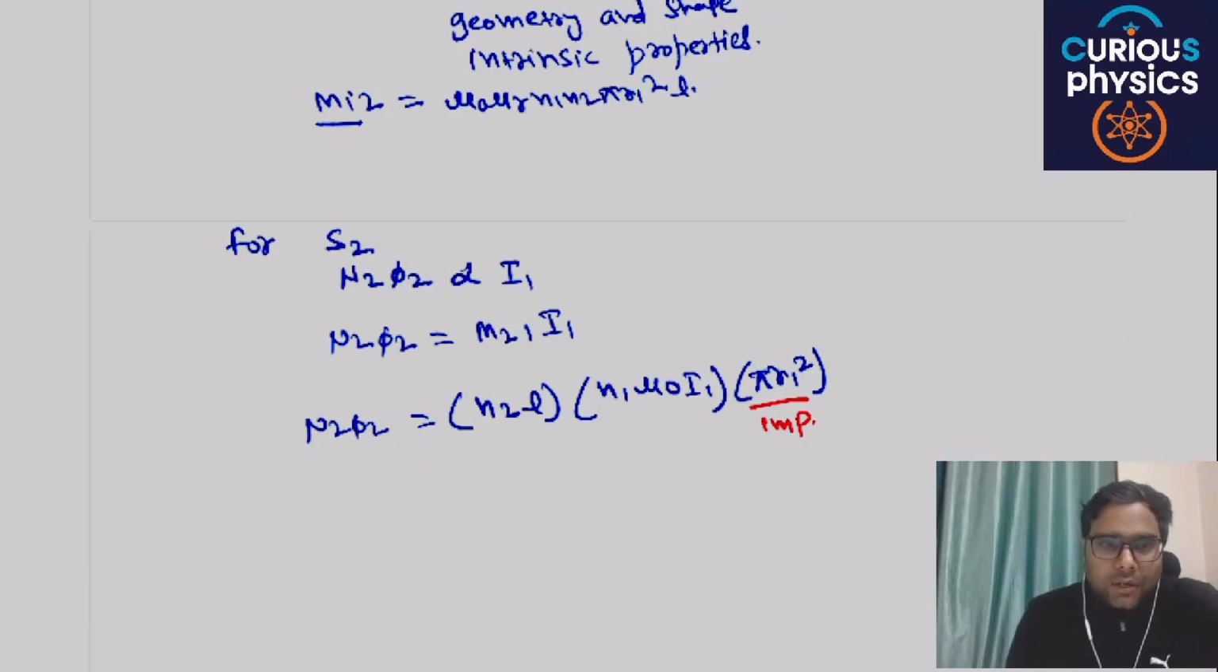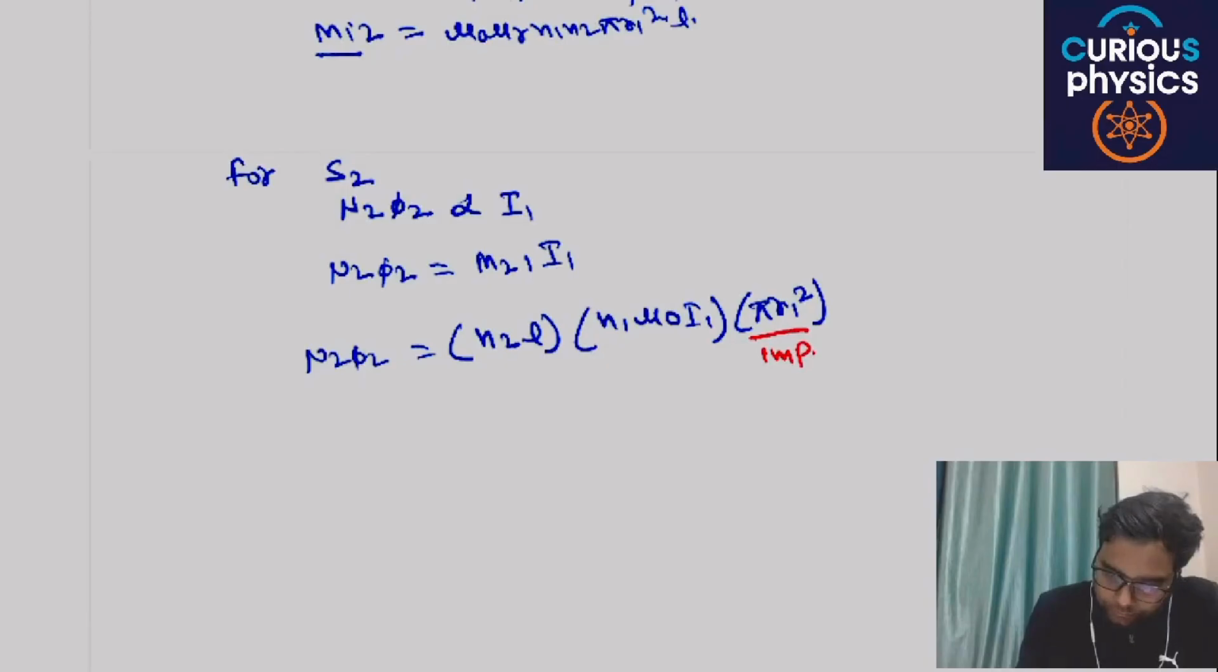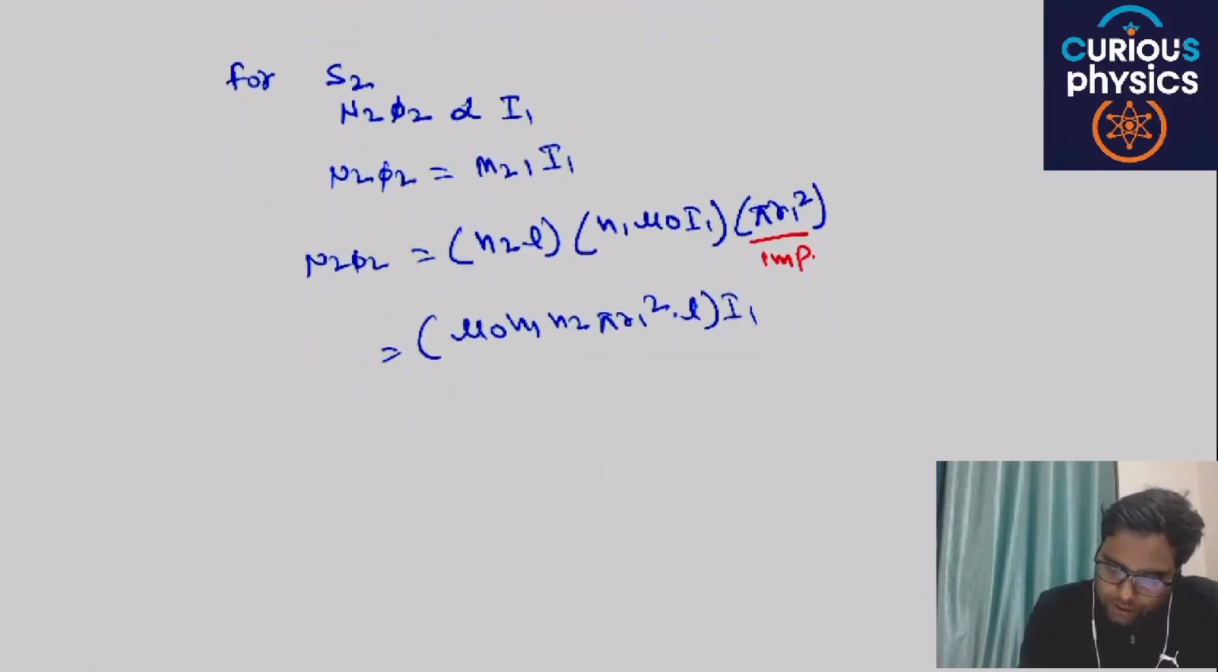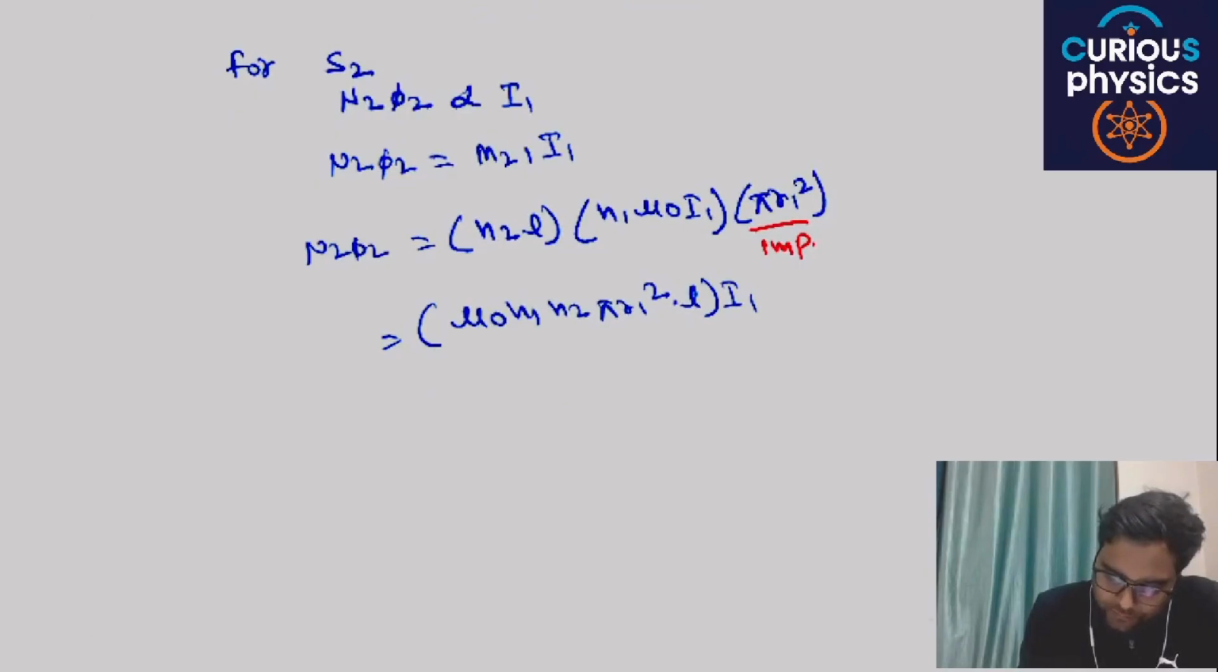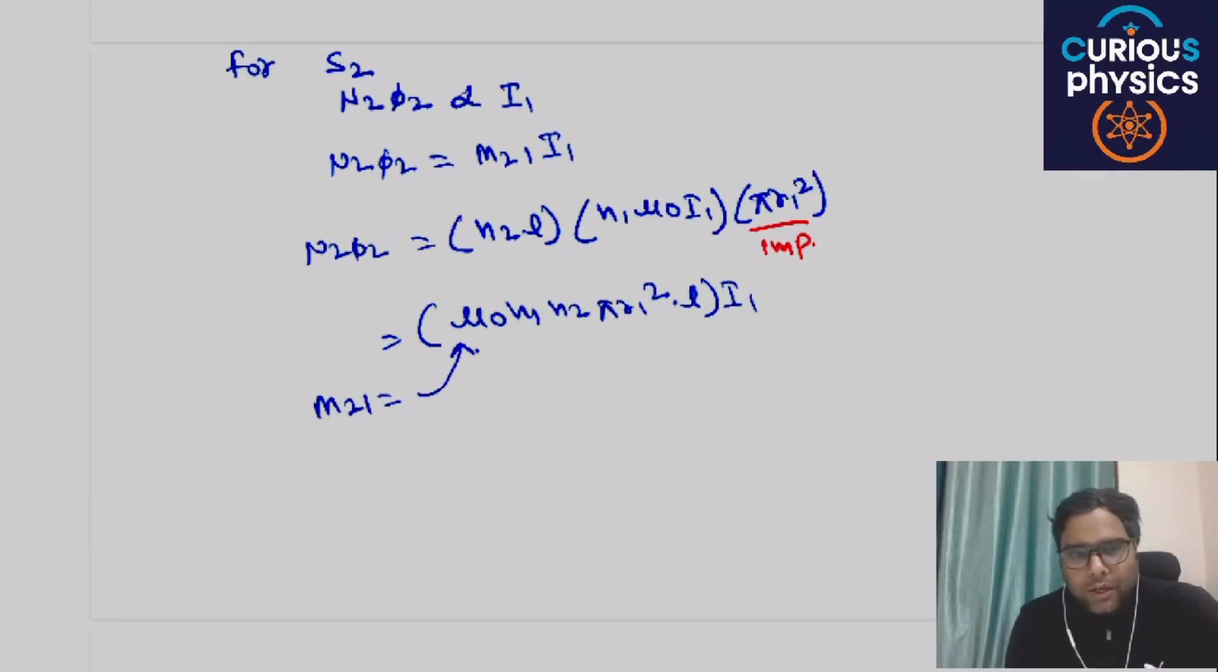Are you able to understand my point? So you can easily write again mu naught N1 N2 pi r1 square L into I1. So this is the value. If you again compare, then you will get M21 is equal to this value. M21 is equal to this one. Are you able to understand my point or not?